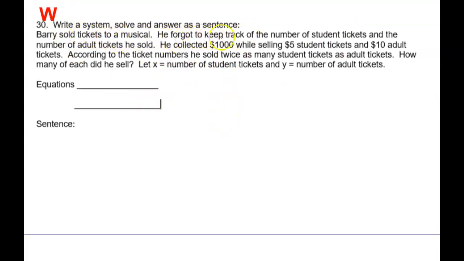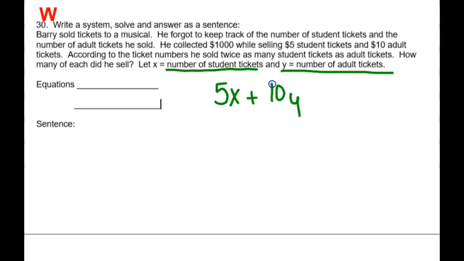Barry sold tickets to a musical. He forgot to keep track of the number of student tickets. This is very, very close to what's on the final. He collected $1,000 worth selling $5 student tickets and $10 adult tickets. It says right here, let X be the number of student tickets and Y be the number of adult tickets. So every student ticket was $5 and he sold X of them, plus every adult ticket was $10 and he sold Y of them. And the first day he sold $1,000 worth of tickets.